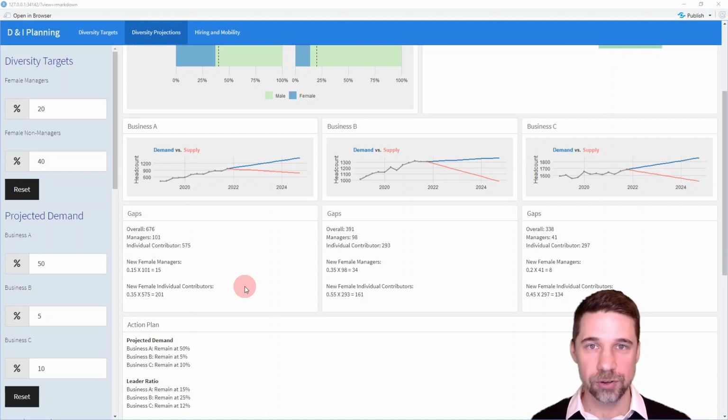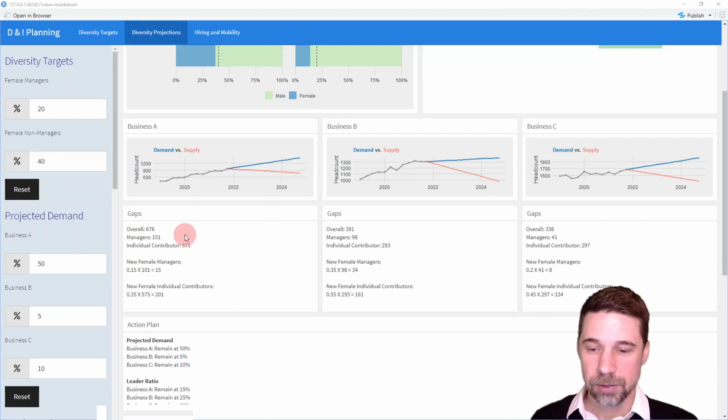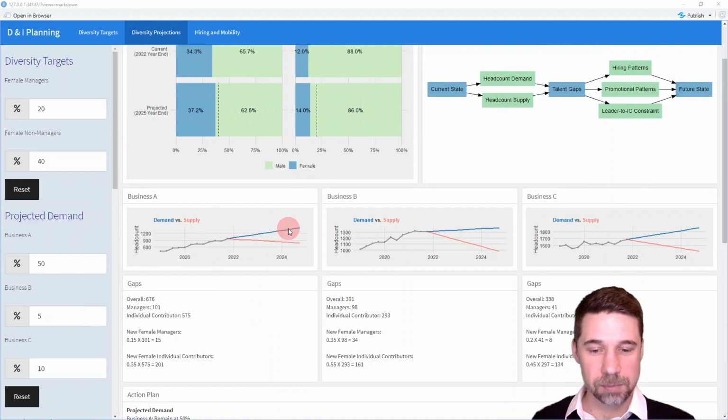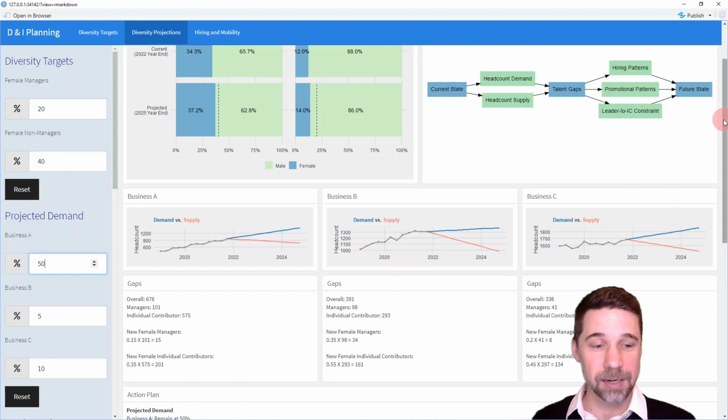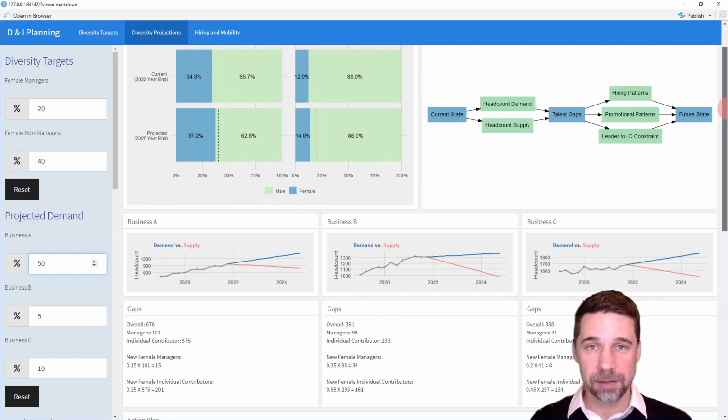Now let's see what happens if we start tweaking some of these behaviors. And we'll focus first on our projected growth. So business A, this projected demand line, this reflects a projected demand increase of 50%. What happens if business A were to grow even more? Well, presumably that would create more openings that could then be filled by female candidates, with a positive impact on gender diversity. And again, for this example, we're focusing on the managerial diversity.